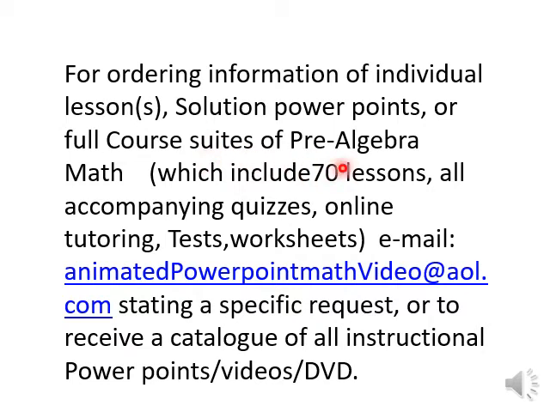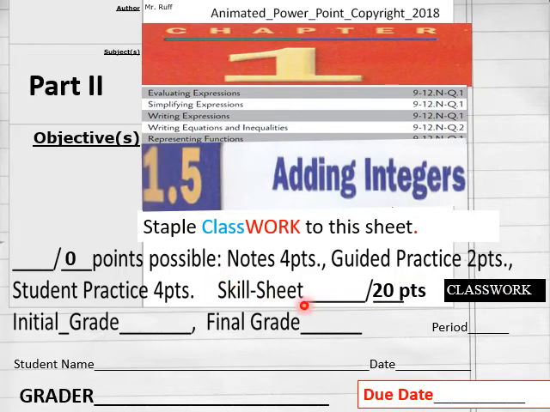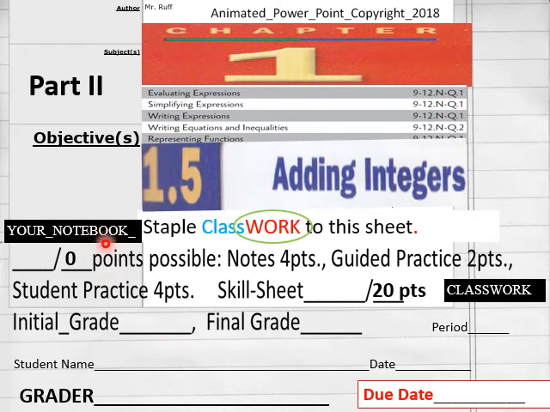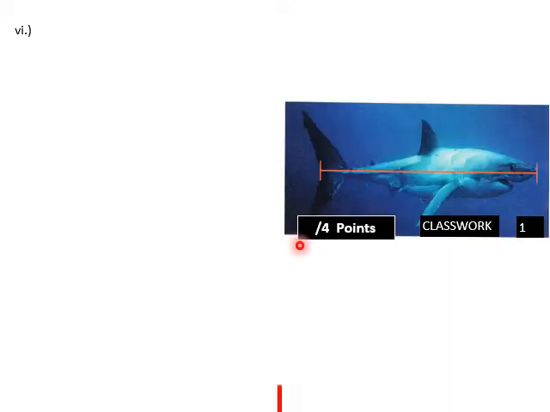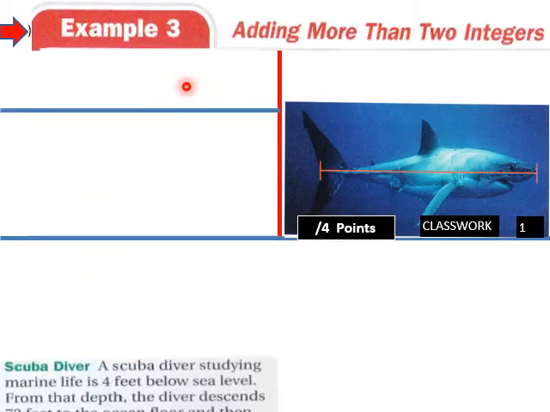Hello everybody, getting ready to do lesson 1.5 part 2, pre-algebra math classwork lesson today. You've got 20 points on your classwork sheet, have that out in front of you. Students, there's no notebook taking today. Name, date, period, students, on your classwork sheet. Due date, onliners and homeschoolers. And we'll go right into our first example here.